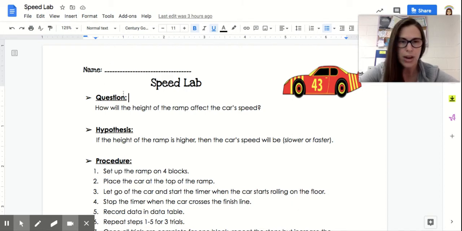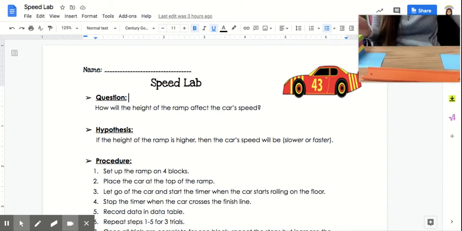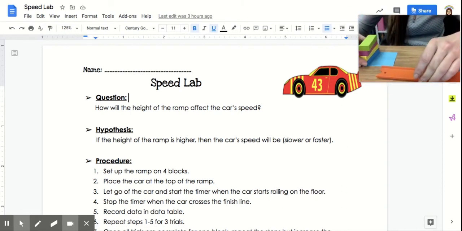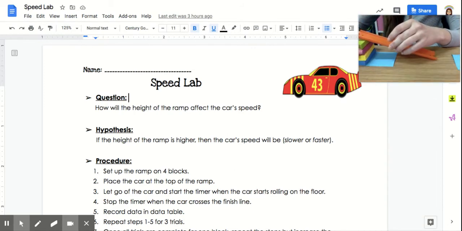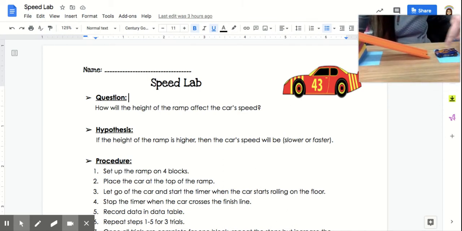The question that we're trying to answer, what we're trying to investigate, is how will the height of the ramp affect the car's speed? So if you take a look, what we're going to do is you are going to set up a ramp using 4 blocks at first. And what you guys are going to do is let the car roll down the ramp, and we're going to then calculate the speed of the car as it rolls on the ground.